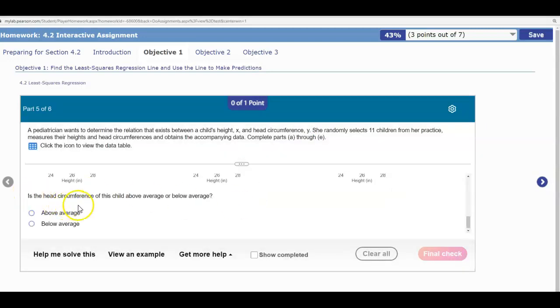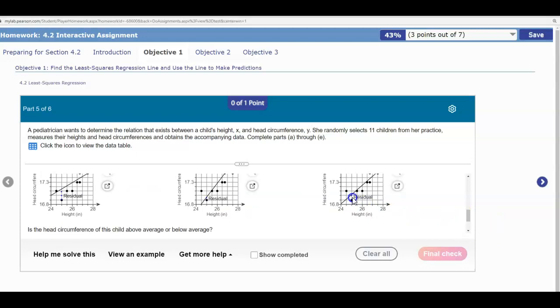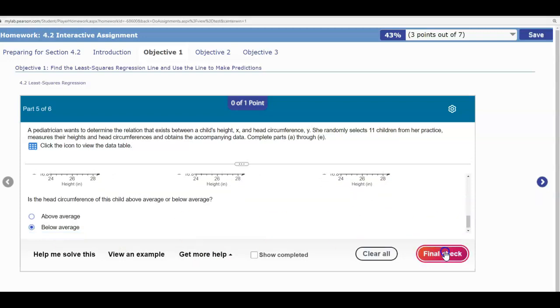Now it says, is the head circumference of this child above average or below average? Well, because the residual is below the line, we're going to say that this is below average.